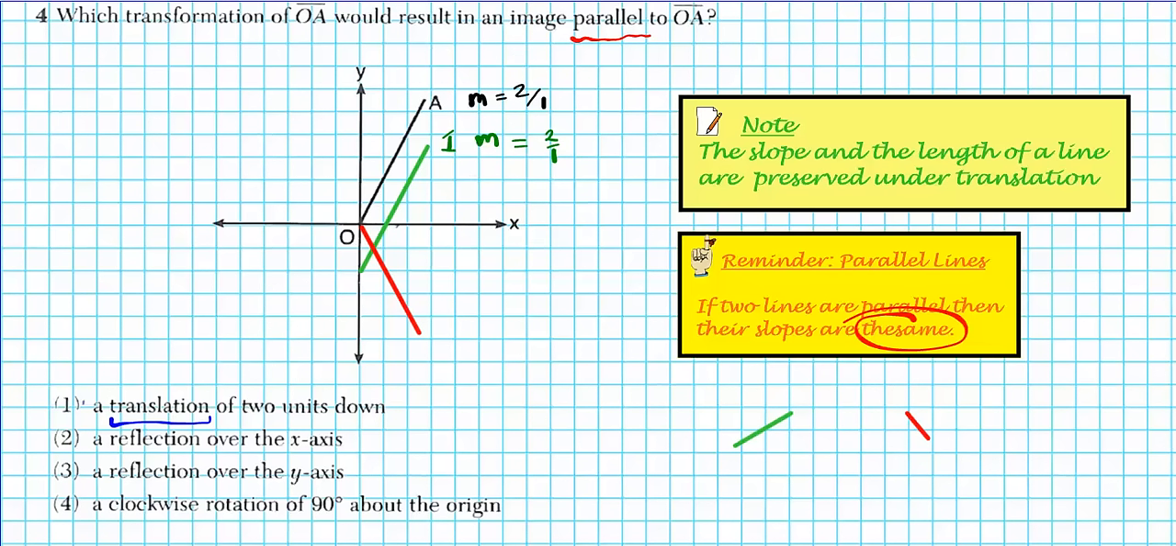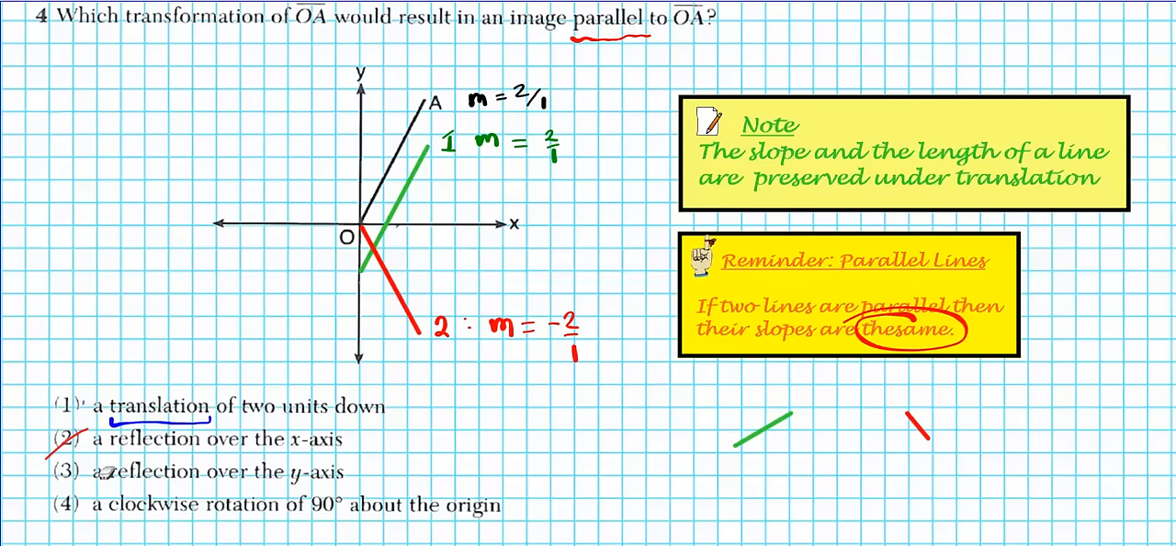Now for this line, what's the slope of this one? This is option 2, right? A reflection about the x-axis. This has a slope of, you rise -2 and you run 1. Is it the same as 2 over 1? No. It's the opposite. So that's not the answer.